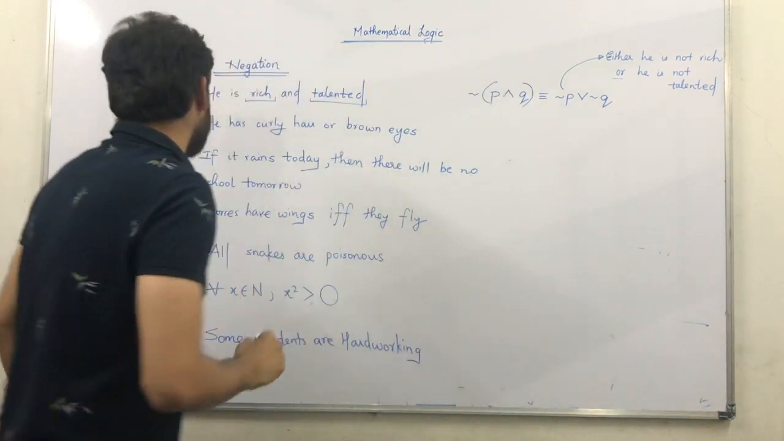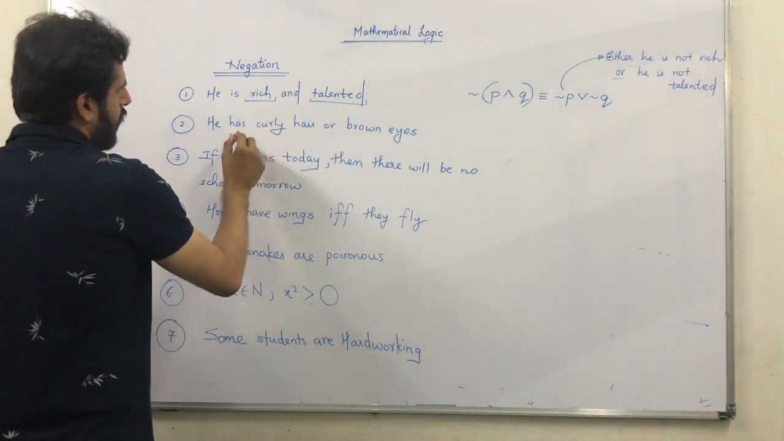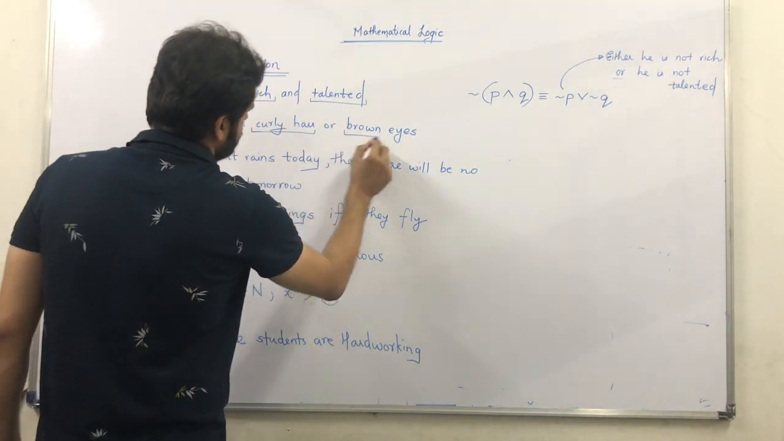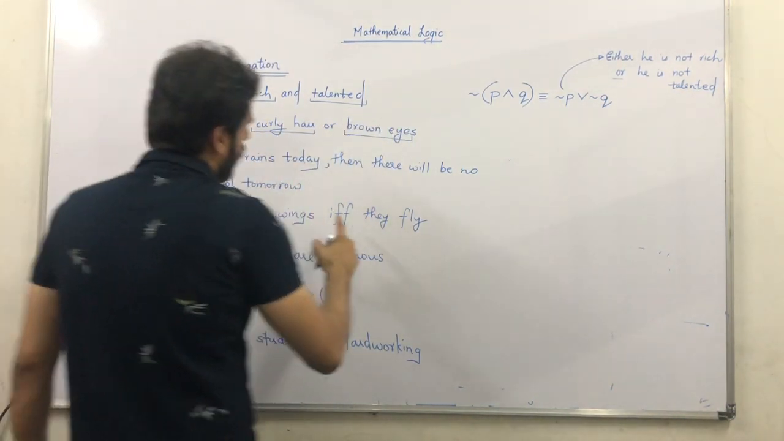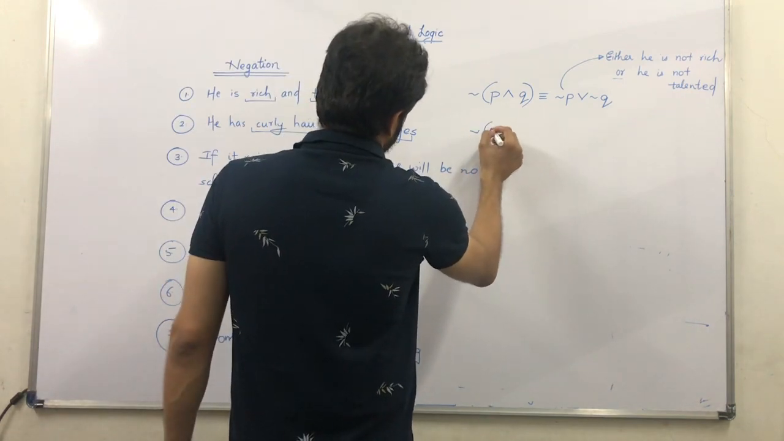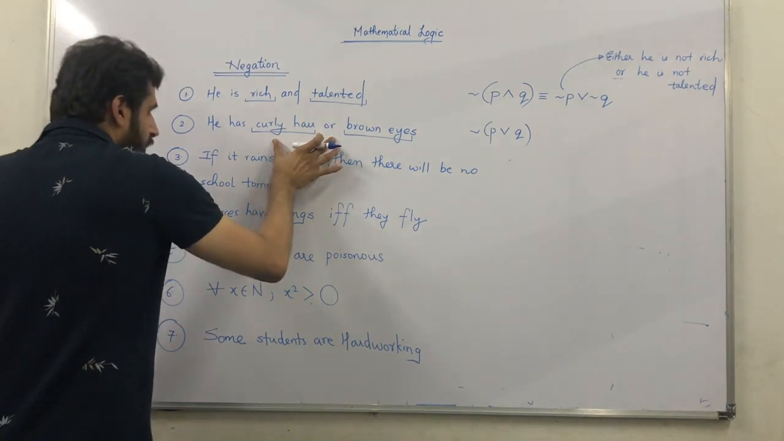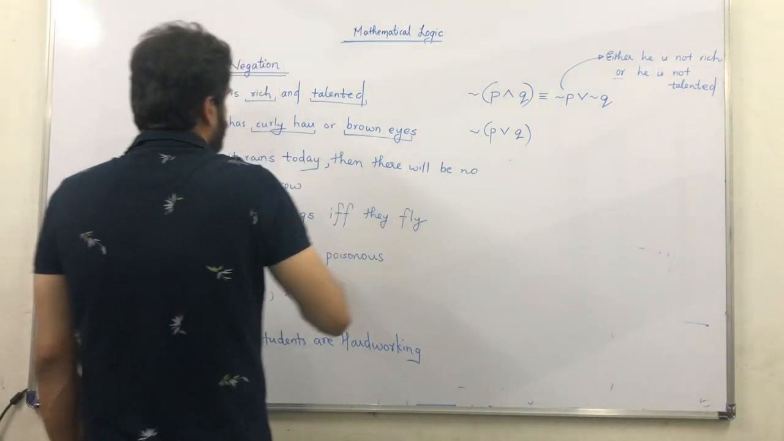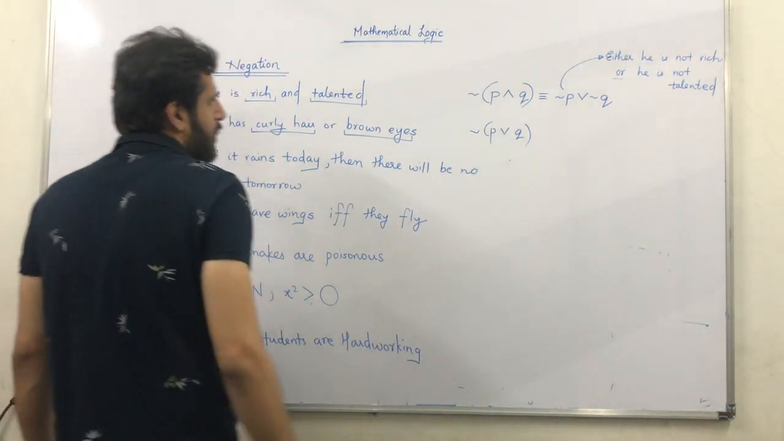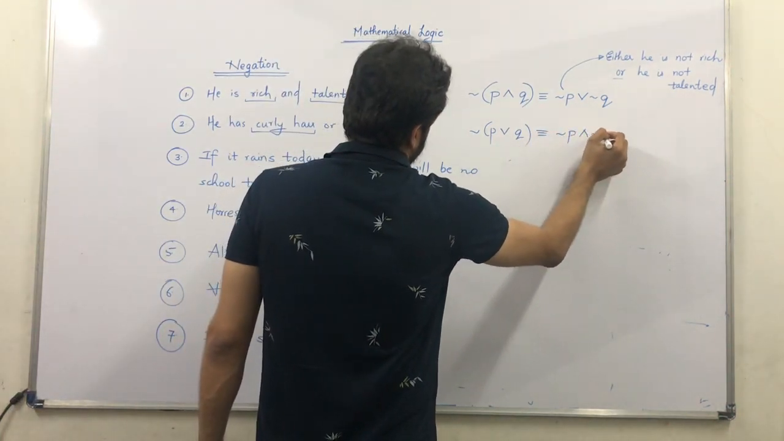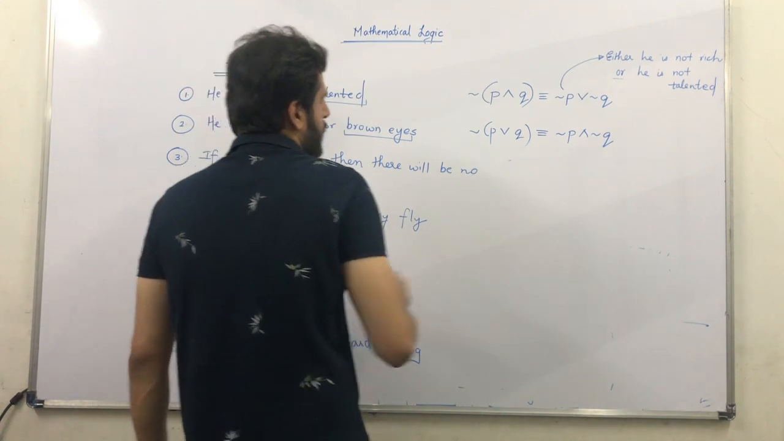Okay, next is he has curly hair or brown eyes. So we can say curly hair, brown eyes, and there is or in between. So we are going to take negation of P or Q in this case. So this is a disjunction. It will be taken as P or Q, and we're going to find negation of P or Q. Negation of P or Q will be negation P and negation Q.